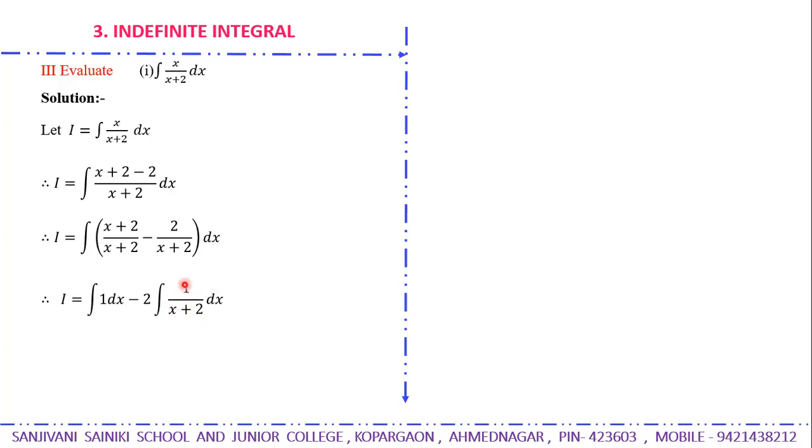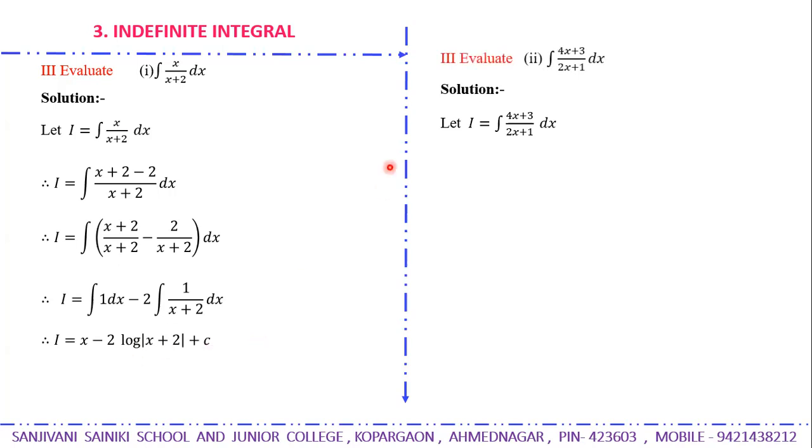So you know that the integral of 1 upon x is log of mod x. So the integral of 1 upon ax plus b is also log of mod ax plus b, where a is 1, so we don't need to divide it by this 1. So what is the integral? It is x minus 2 log of modulus x plus 2 plus c.